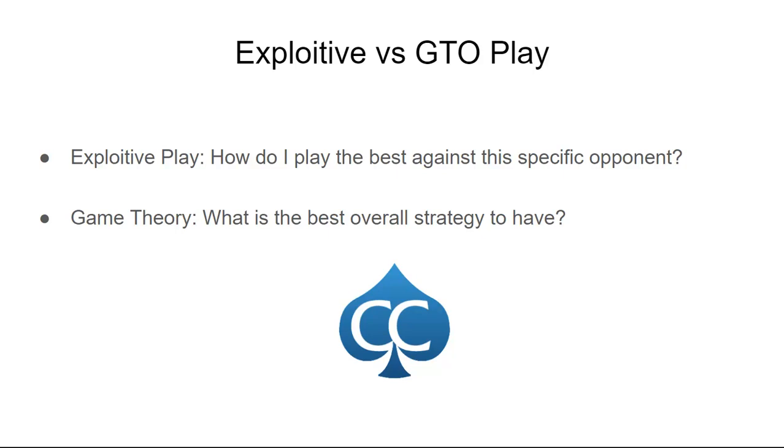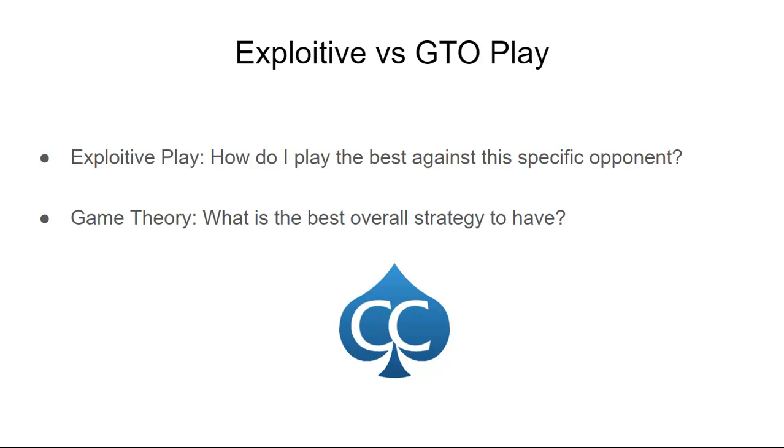So let's take a look at a different example of that. Let's say we're talking about betting the river in position. So the game theory optimal strategy is to have some mix of value bets and bluffs, which is going to depend on your river bet sizing. So that's what you might do against a top player.